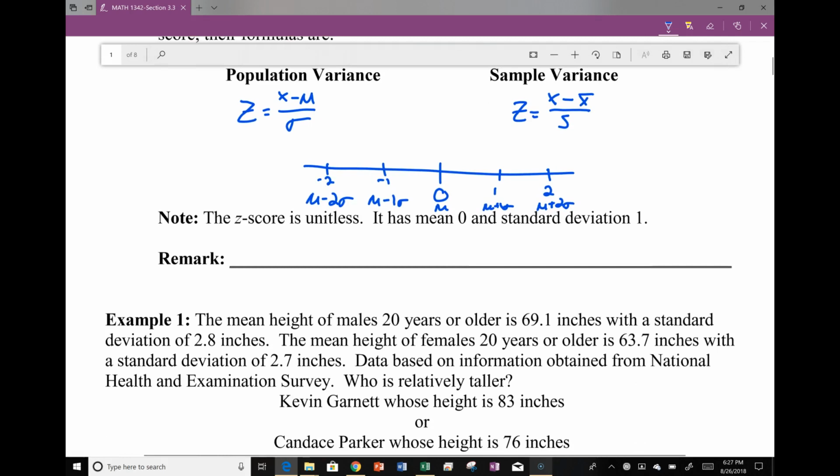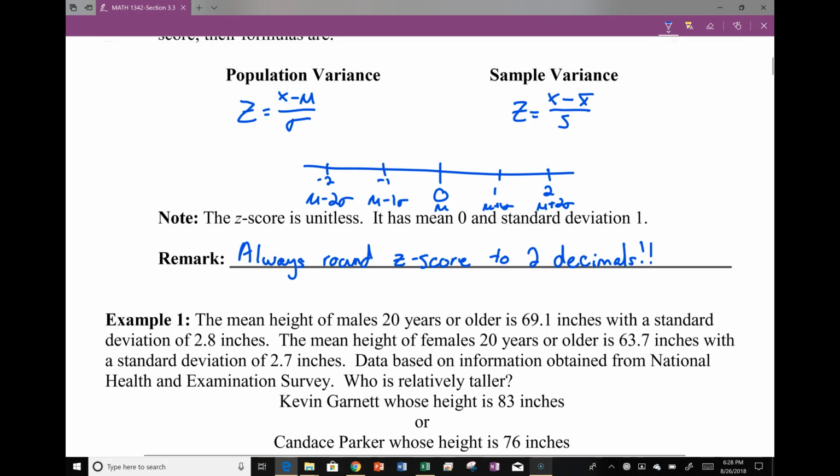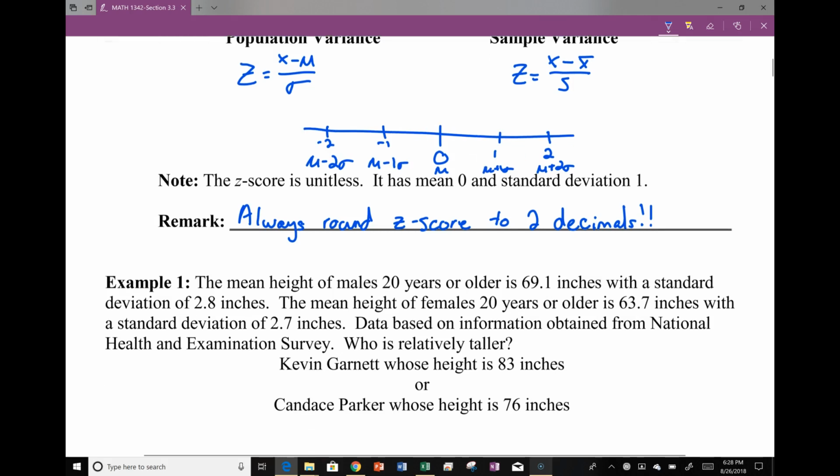When we're talking about z-scores, we always round z-scores to 2 decimal places. This is actually more beneficial later on, but part of the reason is because some of the tables and charts that we use are already rounded to 2 decimal places. So we just want to keep that consistency throughout. And so we're always going to round z-scores to 2 decimal places.